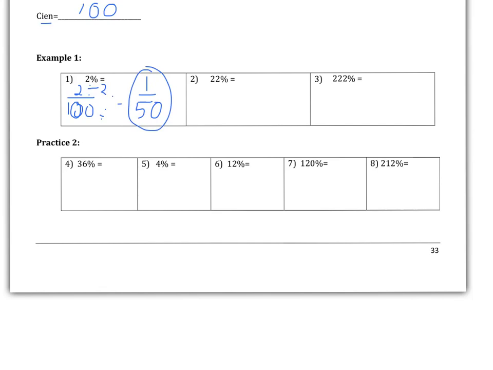All right, next one, 22%. Well, we would write it as 22 over what? 100. And then reduce. I know these are both even, because this one ends in 2, this one ends in 0. So I'm going to divide by 2, which gives me 11/50.